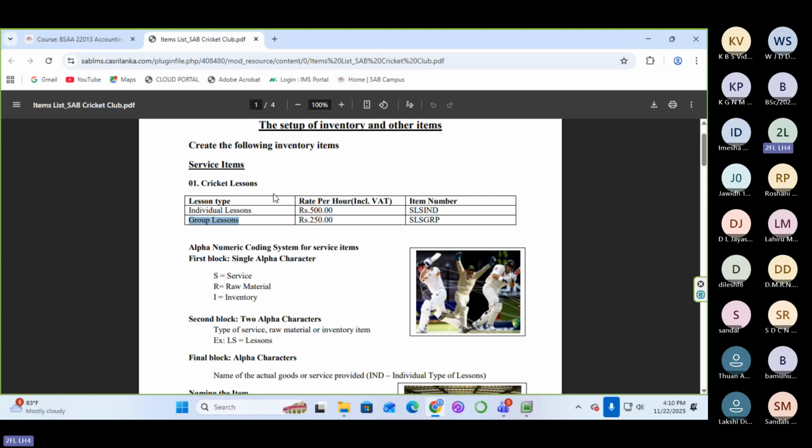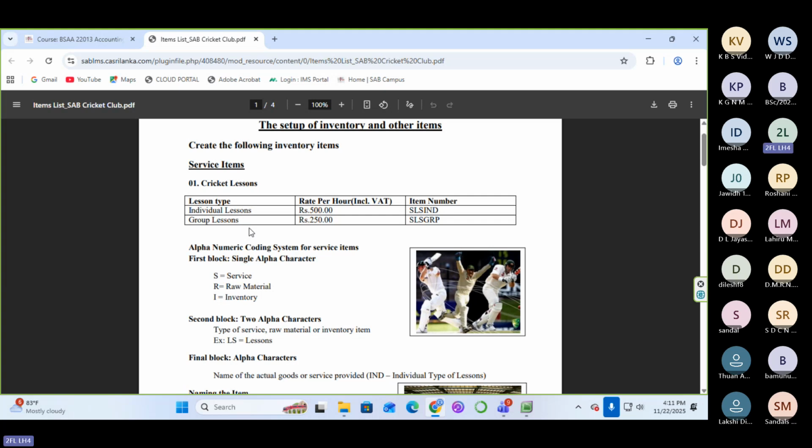The lesson type, right? The name of the lesson type was given as individual lessons, group lessons. They didn't start as lesson individual or lesson and then group. They could have written it as lesson, right? So the common word could have been taken first, lesson, and maybe with the group or lesson, then individual, right? But they have not done that. They have taken the individual first and then group, right?